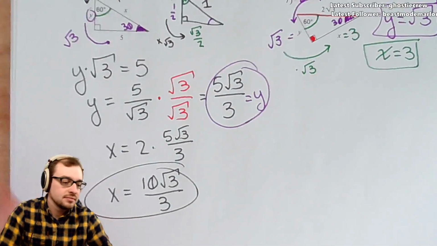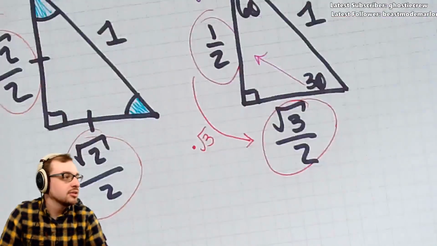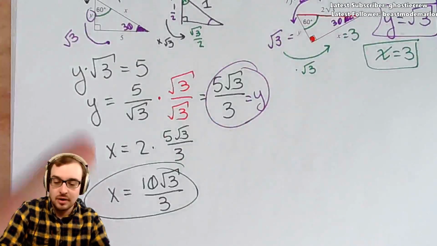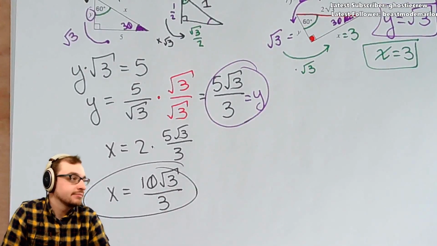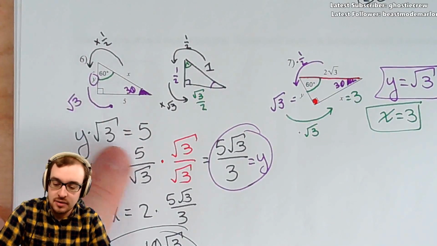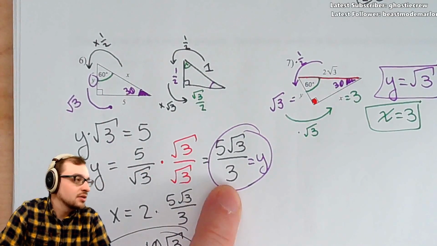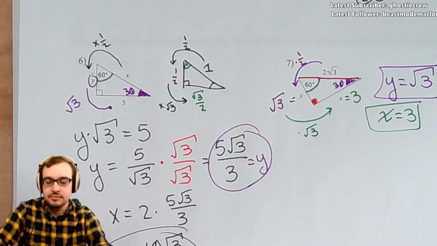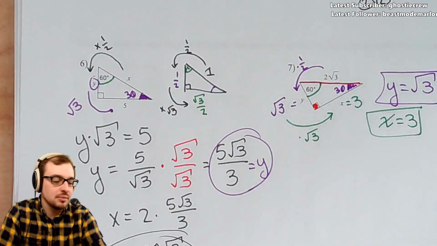Either way, if you know how to use your right triangles, it's actually easier to do it this way. Get your guy and then double it. This guy times root 3 will get me 5, so I do math and find it, and then I double it to get this guy. We can do some more examples of those at the end if you want.